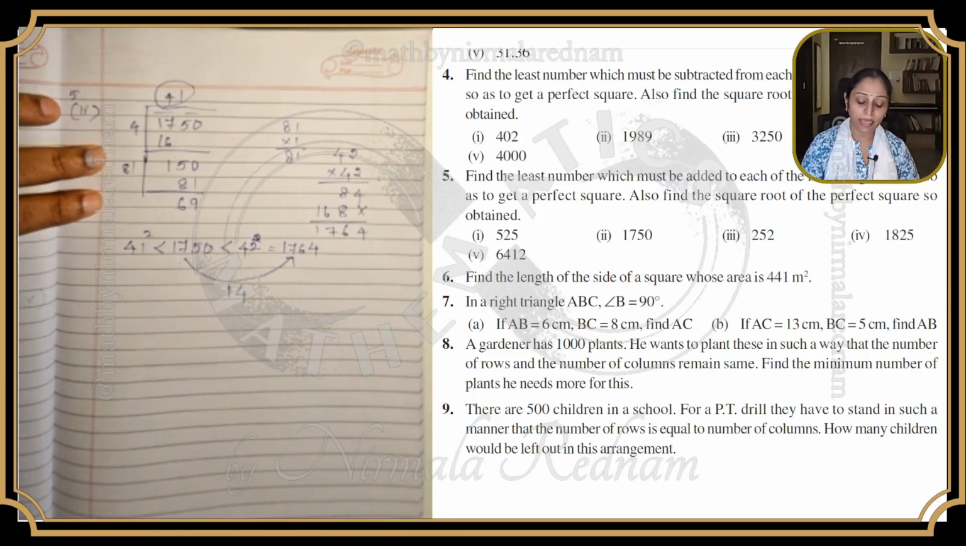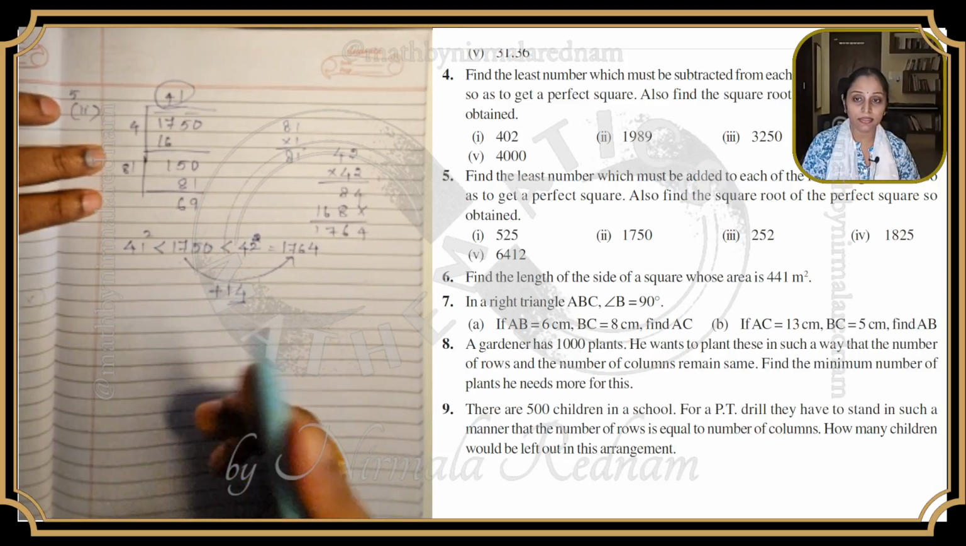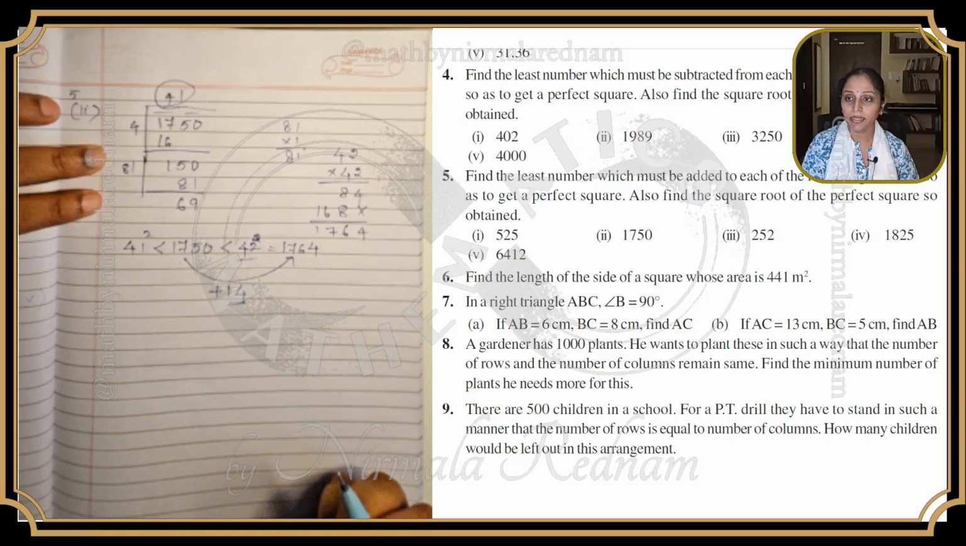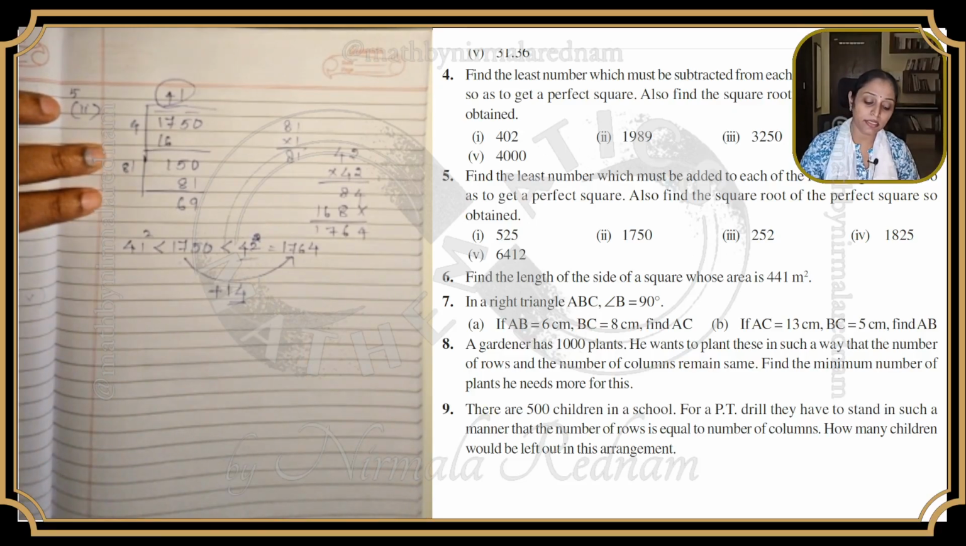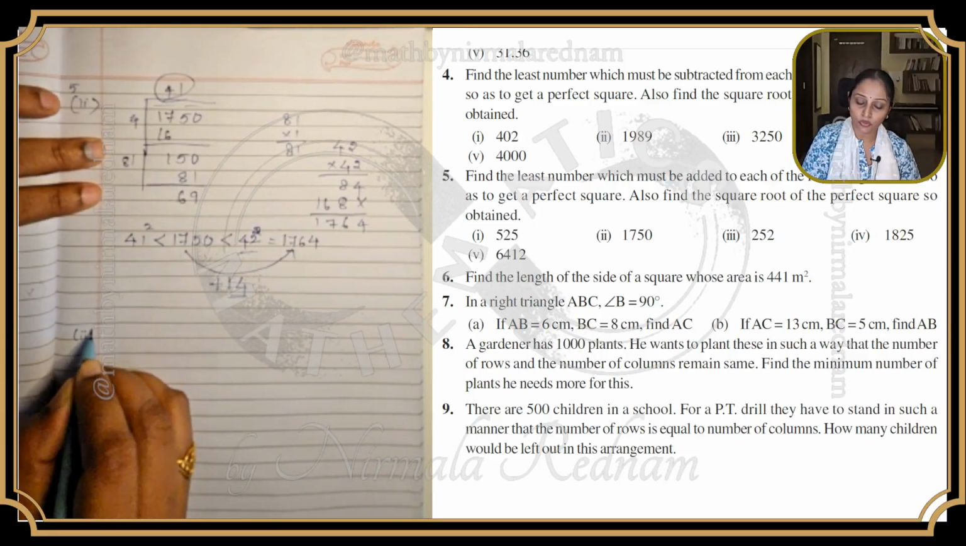Okay. So the answer, what should be added? 14 should be added. And what is the square root of that perfect square? 42. Right? If they've asked, and also find the square root of the perfect square. So the answer is 42. Okay. Next question, 252.